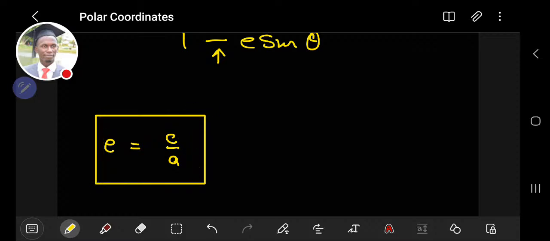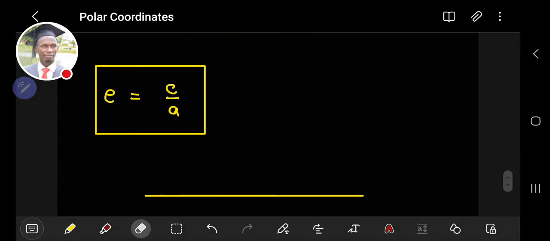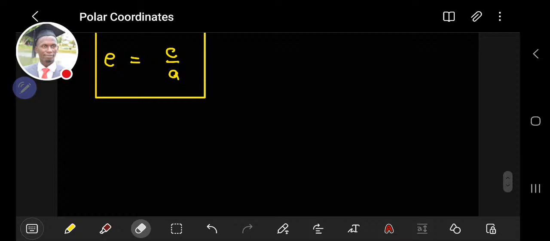In this case, you have to use the eccentricity to actually specify what the shape is. If e, for example, is equal to 0, you have to know what shape you're dealing with. If e is equal to 1, you also have to know what shape that is. If e is less than 1, you have to know what that is. And if e is greater than 1, you have to know what you're dealing with.